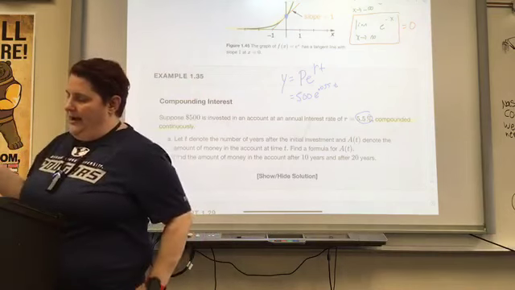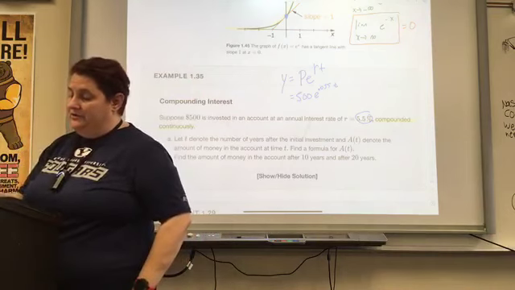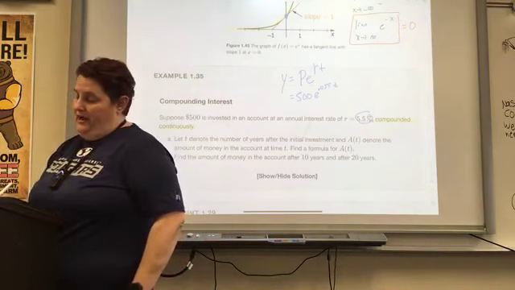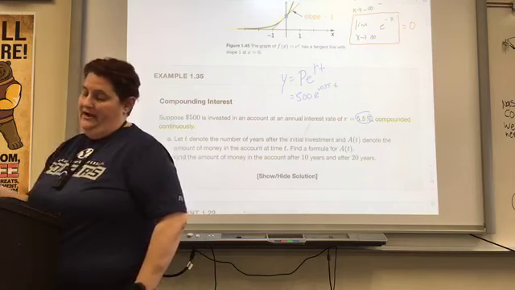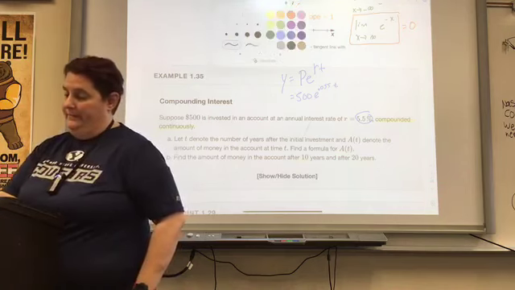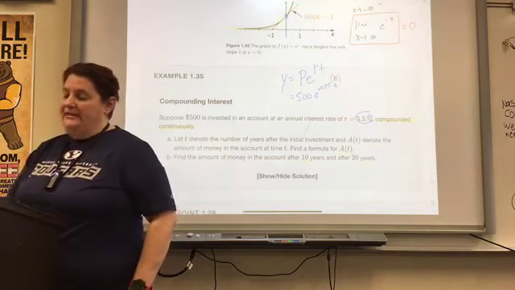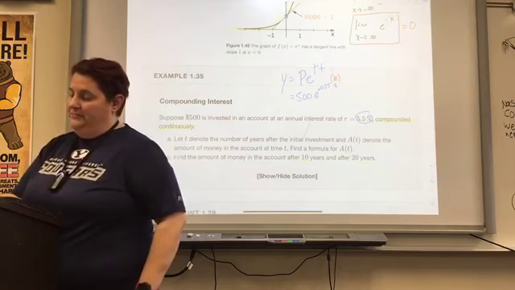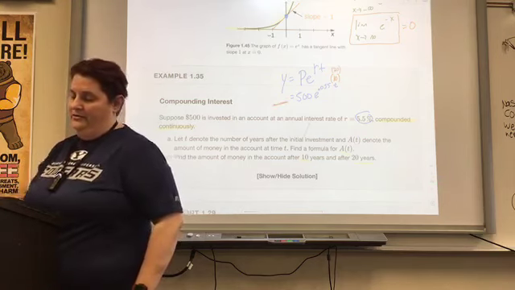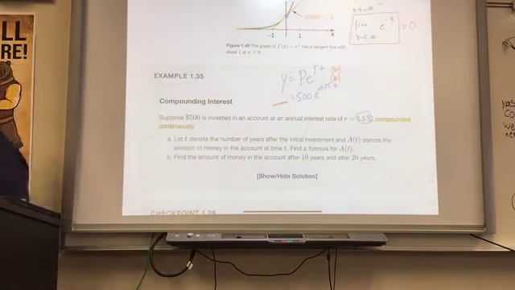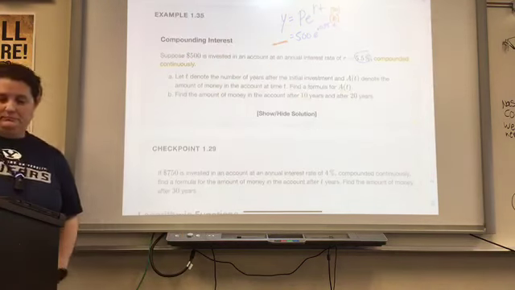Okay? So all you have to do is find the formula for A, find the amount of money after 10 and 20. Continuous compounding is such an abstract idea. It really is, because you'd think that's where e comes from. It goes to infinity instantly. So you would just plug in 10 or you would just plug in 20 and you could figure out what amount you're going to get. Okay? You guys understand that?